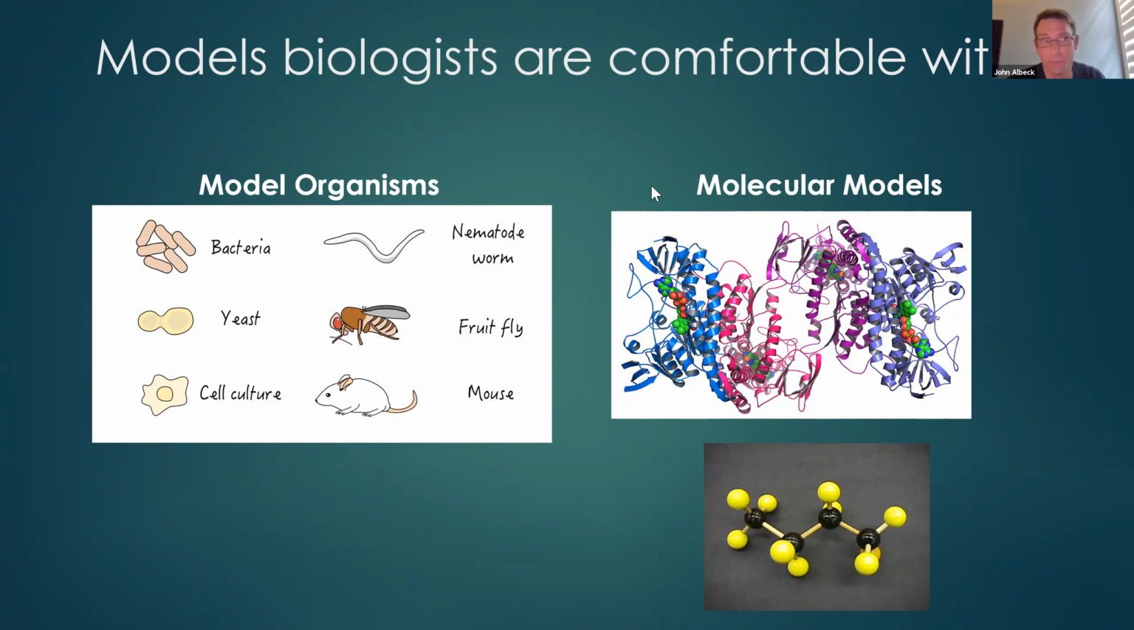But they're very comfortable with the idea that there's going to be something they gain from that. If you study the worm's nervous system, you're going to learn something about the human nervous system in some way, because maybe similar proteins are used, maybe similar structures or processes take place during development. And so there's a lot of confidence among biologists in model systems and model organisms. They're also quite familiar with molecular models.